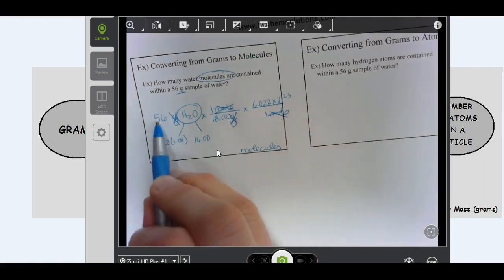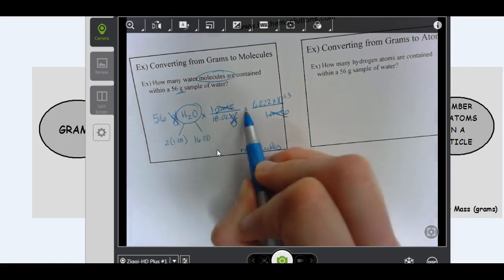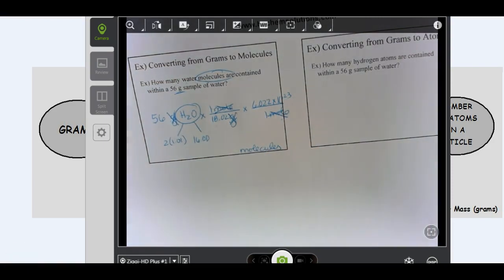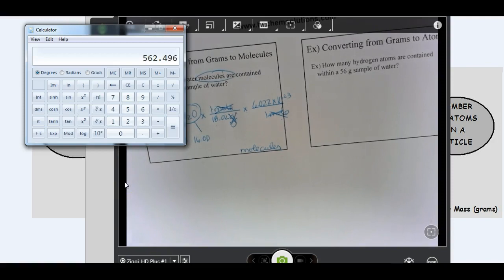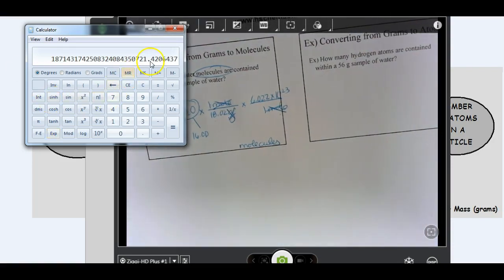Right, so we're going to do 56 times 1 divided by 18.02 times 6.02 times 10 to the 23rd divided by 1. 56 times 1 divided by 18.02 times 6.022 exponent 23 divided by 1 equals. Alright, now I'm going to want this in scientific notation.